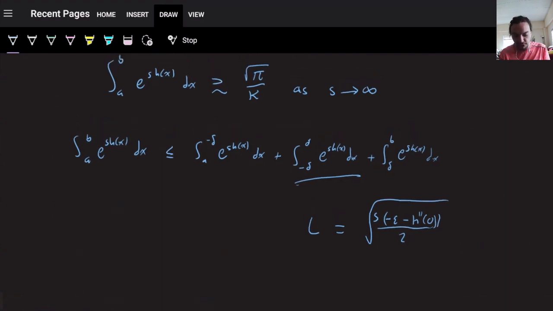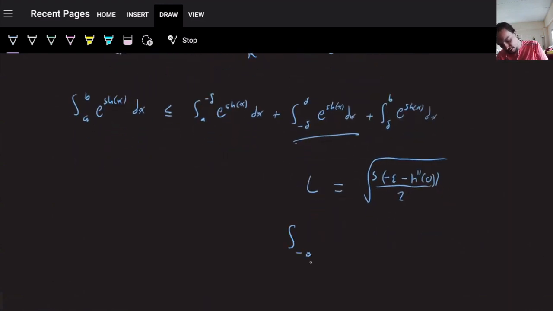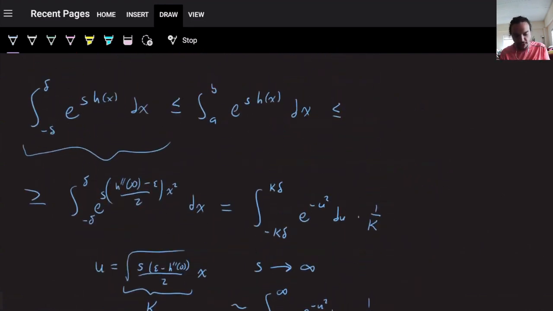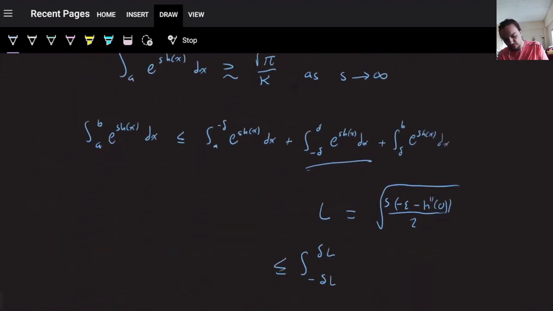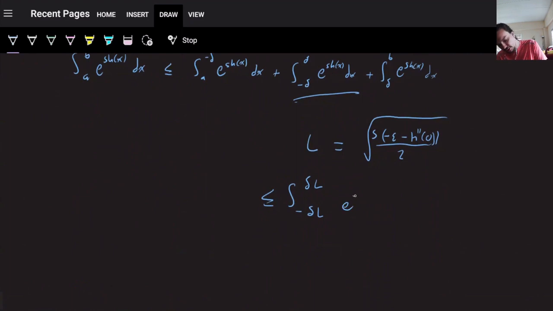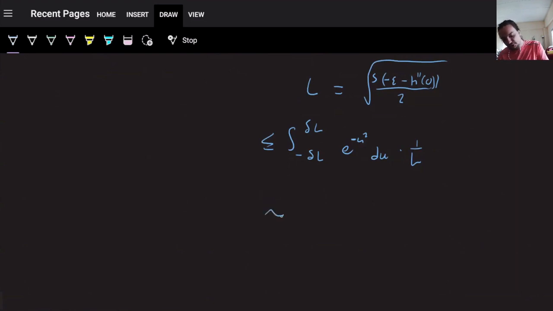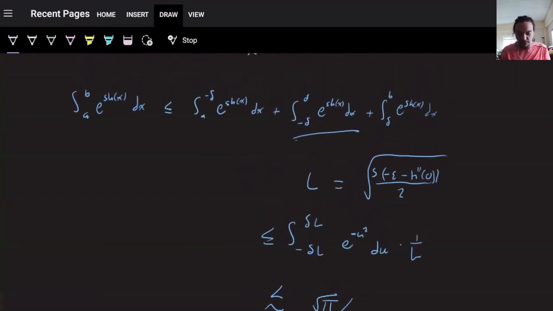Okay, and then what we're going to do is we're going to end up with the integral from minus delta L to delta L. So I'm going to say this is less than or equal to, where I've just used my upper bound to replace with x squared, the integral from minus delta L to delta L of e to the minus u squared du times 1 over L. So I'm doing the same thing I did before. And then I can say that this is twiddle above the square root of pi over L. All right. Okay, so that's fine.